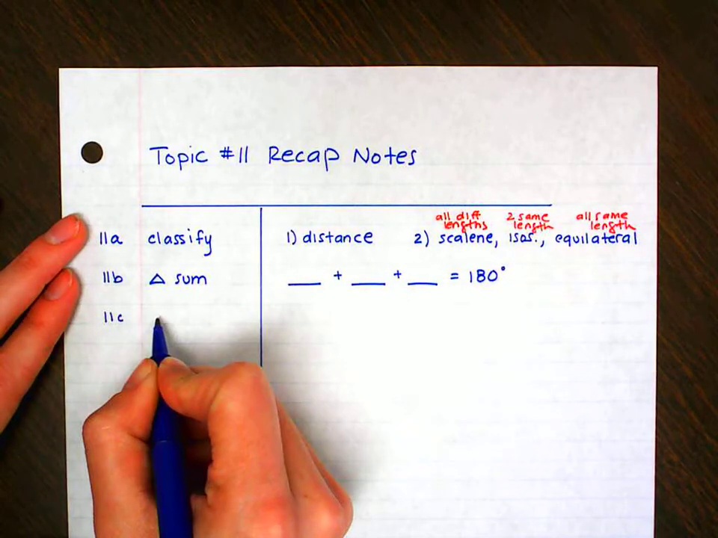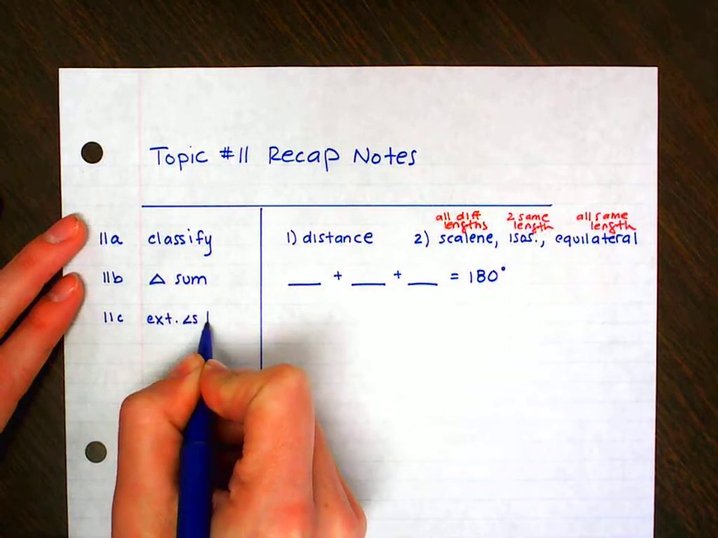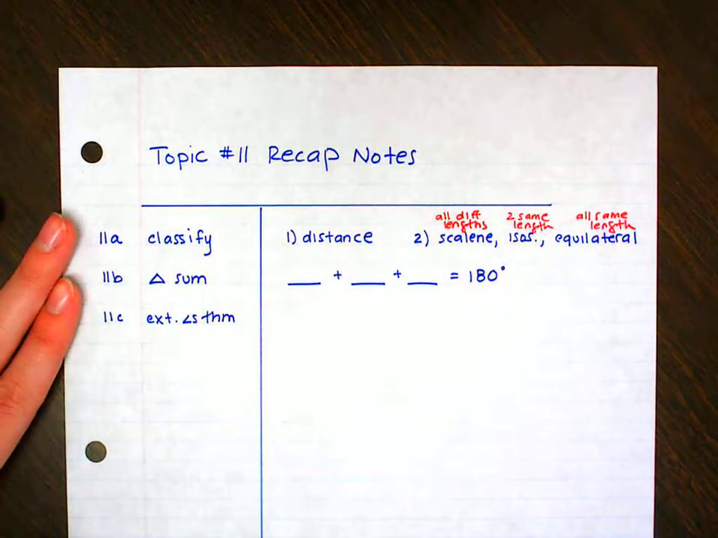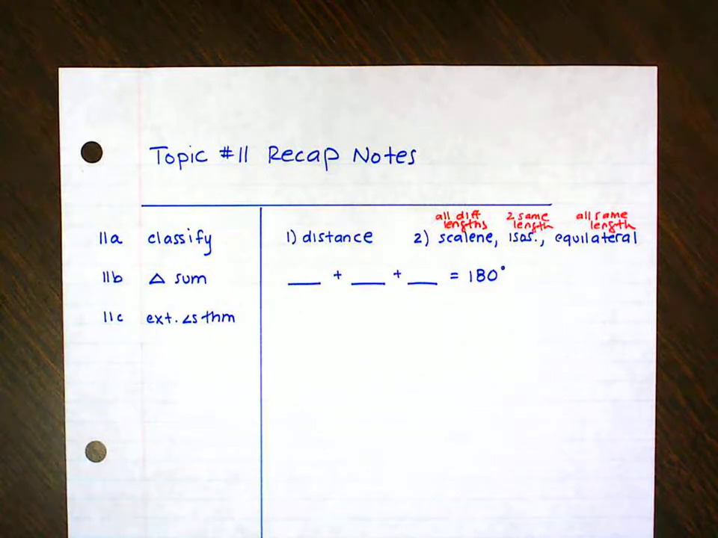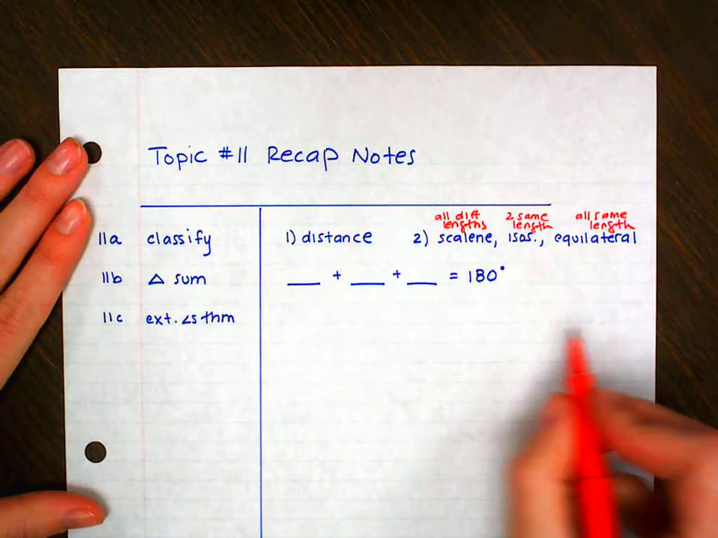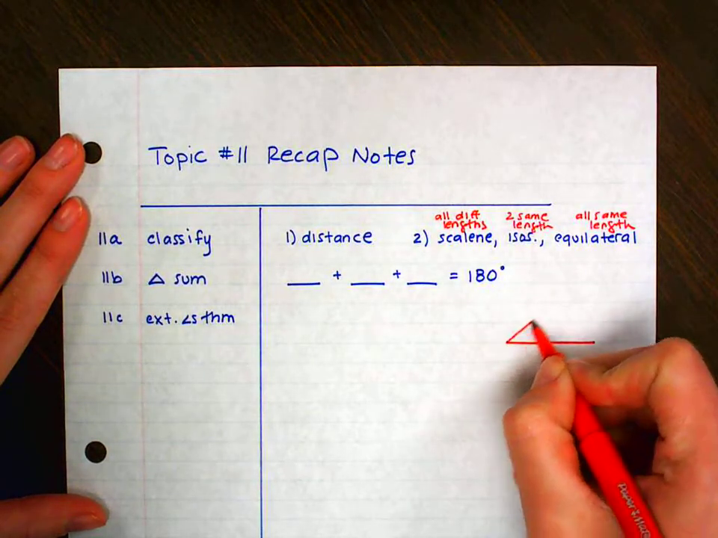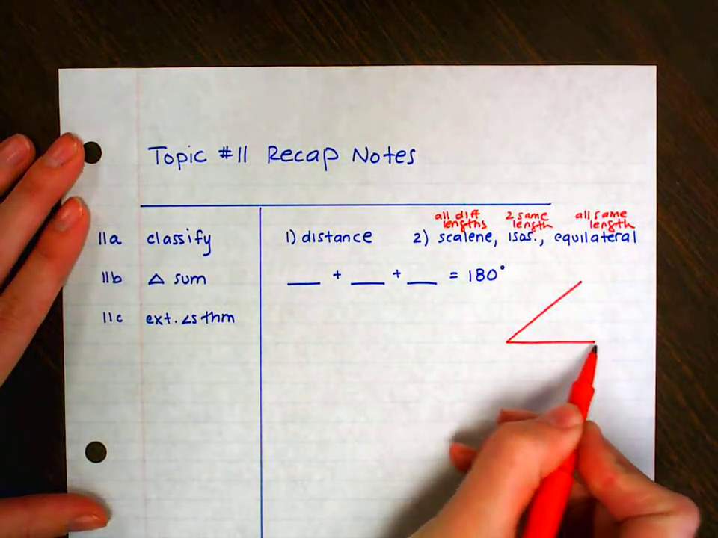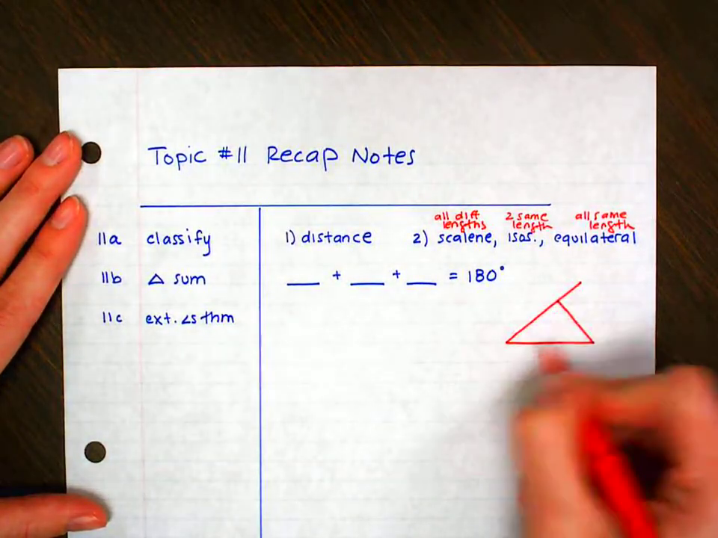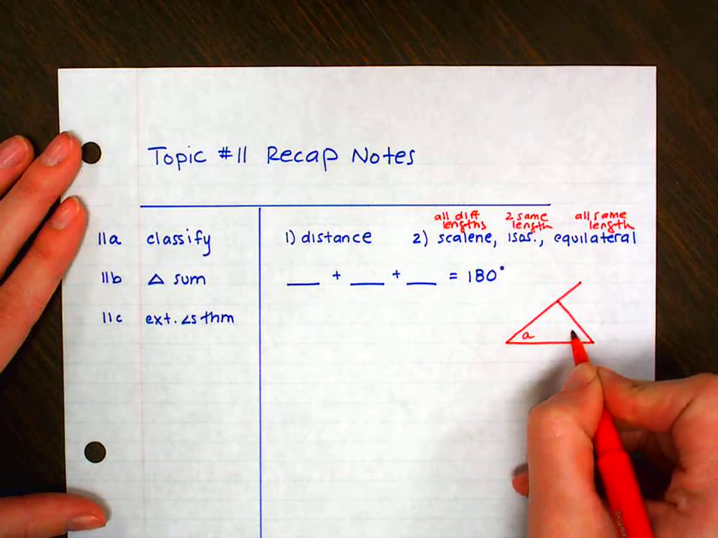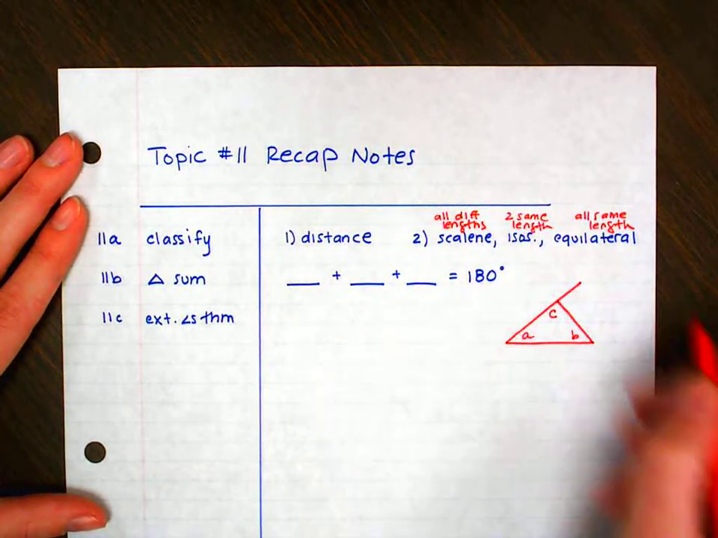11c uses the exterior angles theorem. I'm going to draw a really quick picture over here. Okay. So here's my triangle. Here's angle A. Here's angle B. Here's angle C. We know all three of those add up to 180. That's the triangle sum theorem.